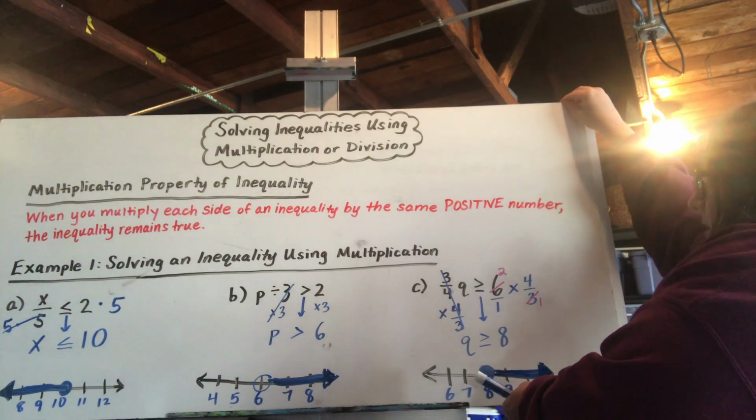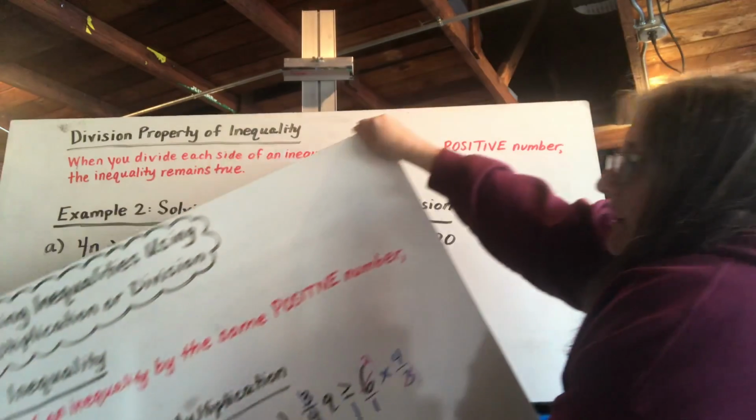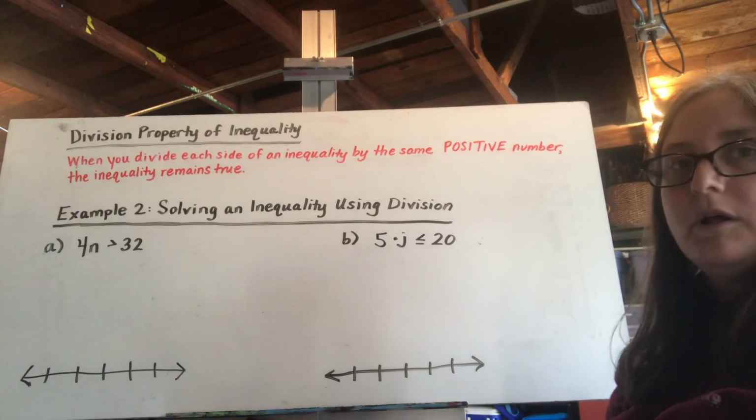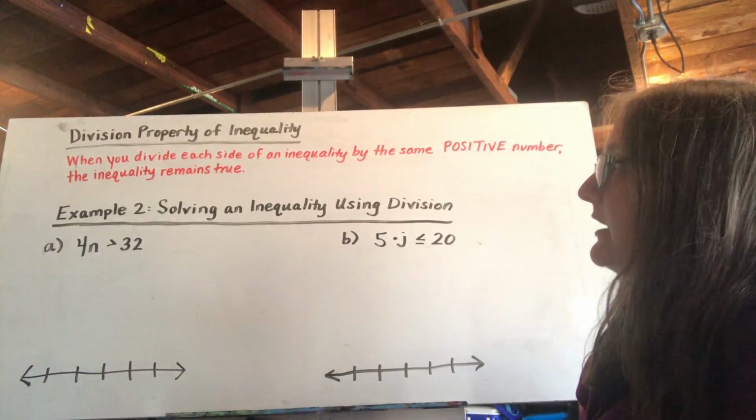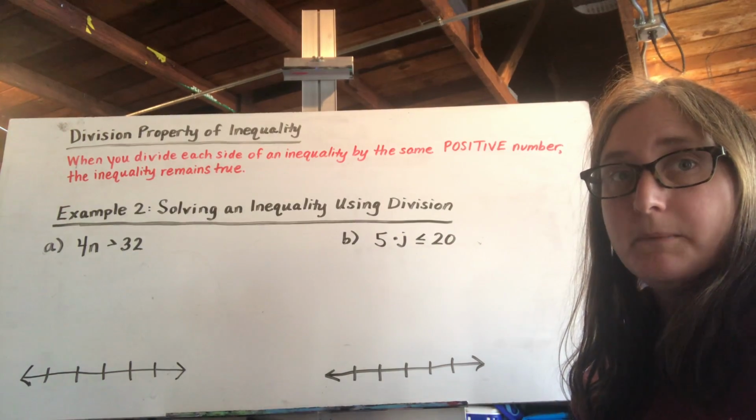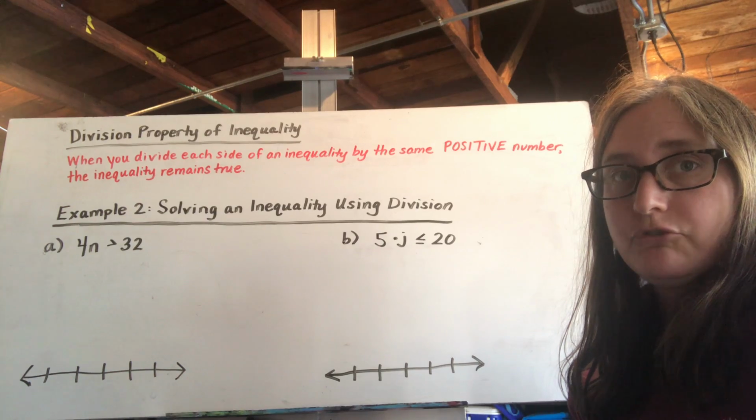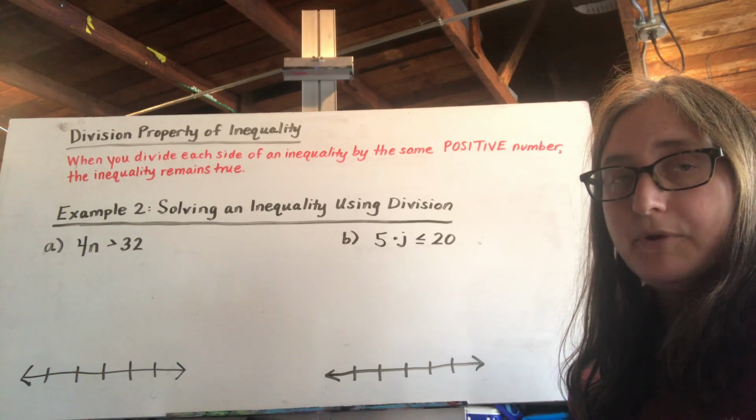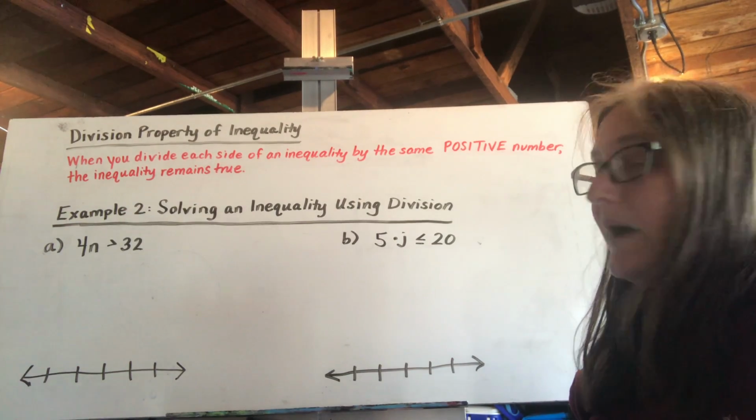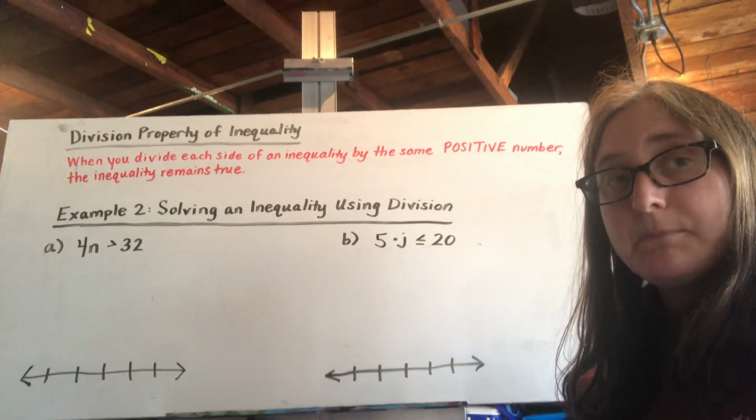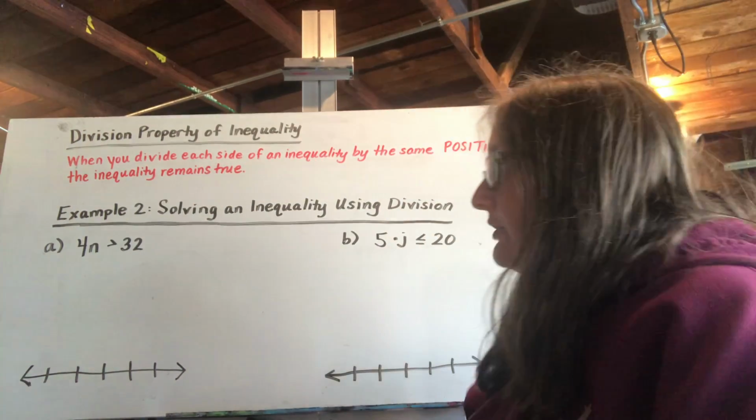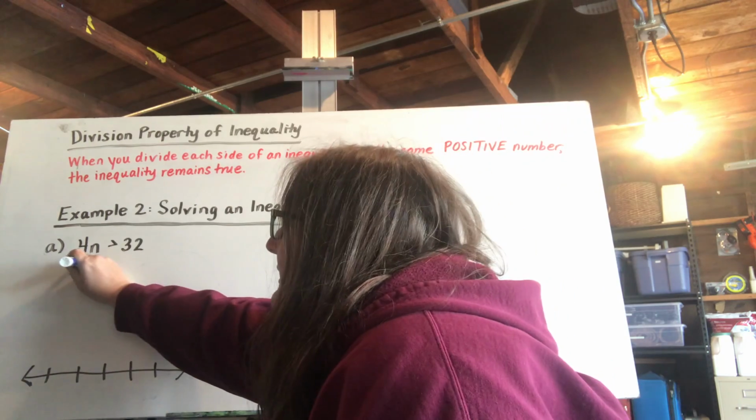Now let's look at some problems that can be solved using division. The division property of inequality says that when you divide each side of an inequality by the same positive number, the inequality remains true. So in our first example, we have 4 times n is greater than 32. So n is our variable, and right now it's being multiplied by 4. I want to get rid of that 4, so I'm going to use my inverse operations. I'm going to divide each side by 4.